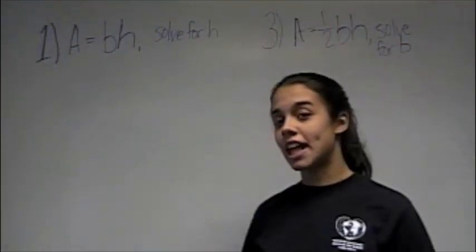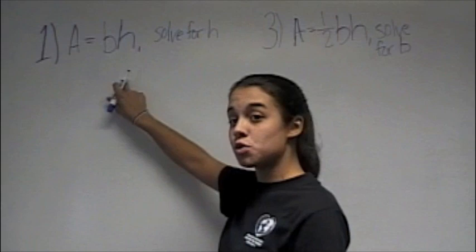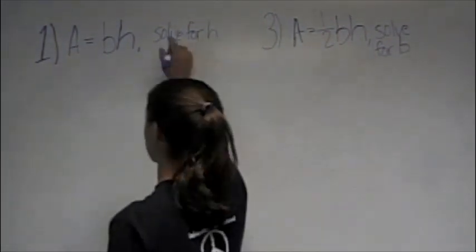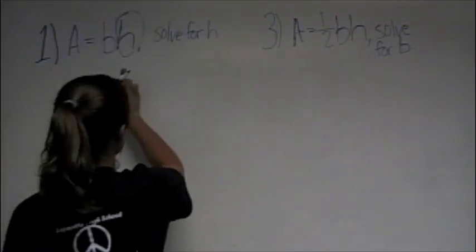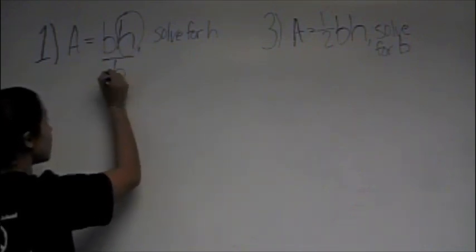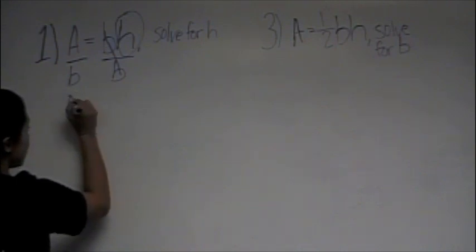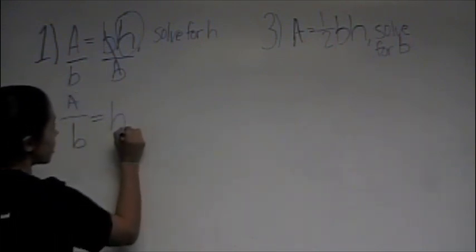Guys, we're going to take a look at literal equations today. So our first problem is A equals B times H. We want to solve for H, so we circle H. We're trying to get H by itself on this side of the equal sign. So we're multiplying, so we divide by B, divide by B. These B's cancel, and then A over B equals H.